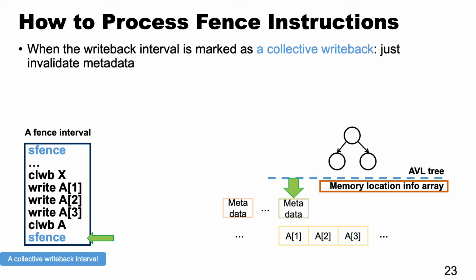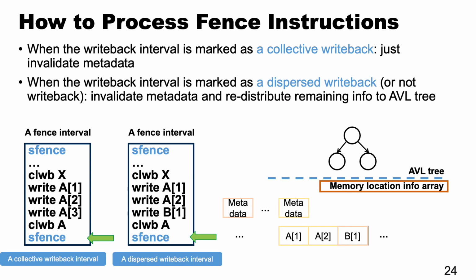If the write-back interval is marked as a collective write-back, PM Debugger simply invalidates the metadata to delete this invalid memory location information. If the flushing state in the metadata is marked as a dispersed write-back or not write-back, PM Debugger invalidates the metadata, then we distribute the remaining memory location information into the AVL tree.